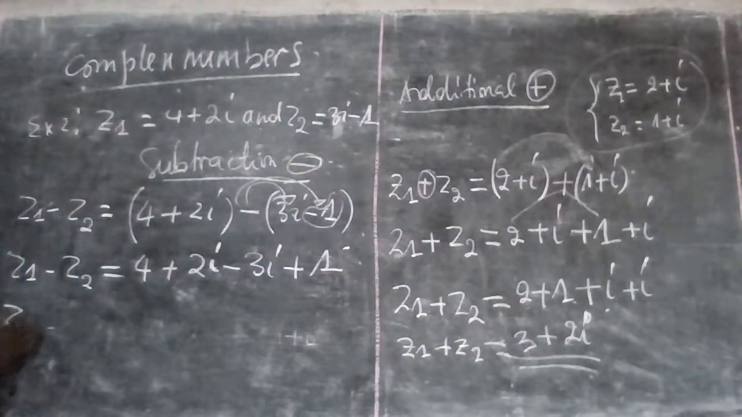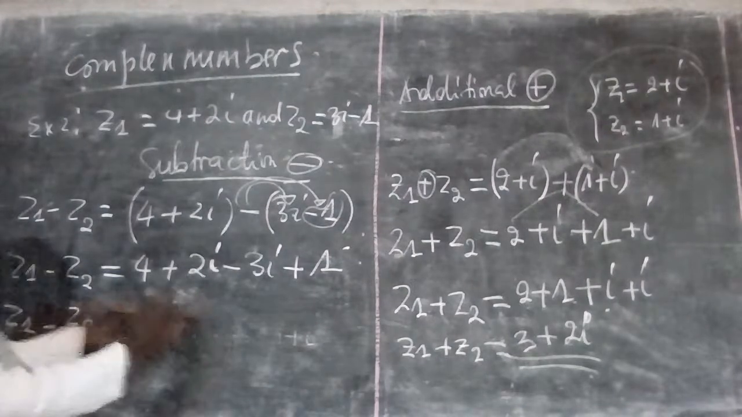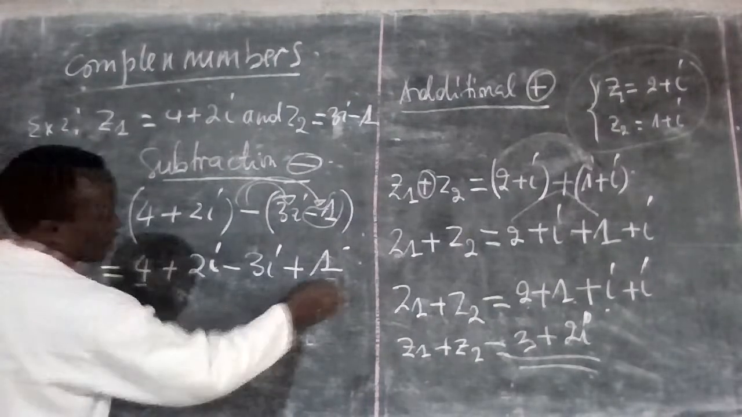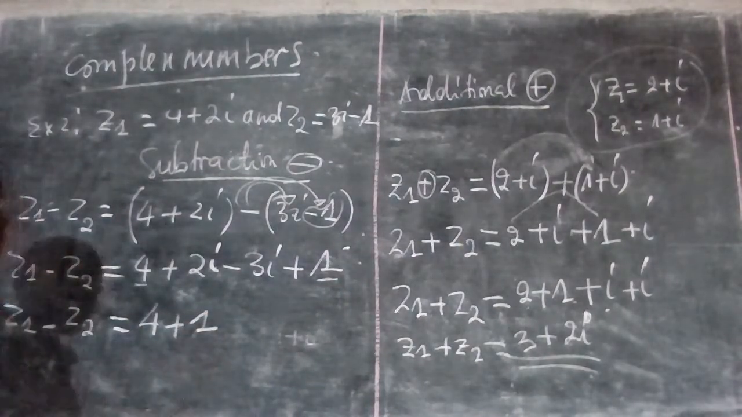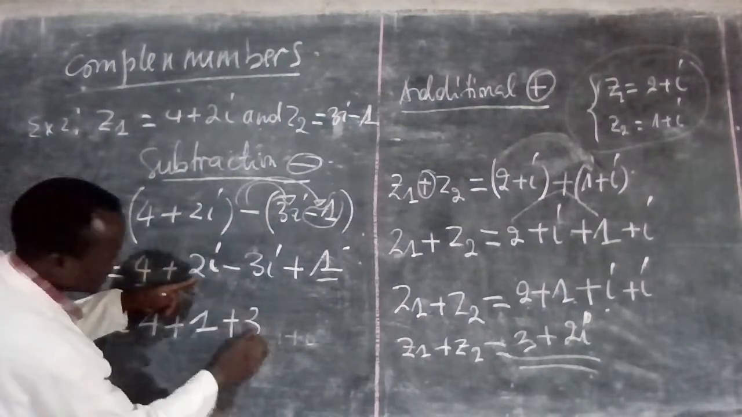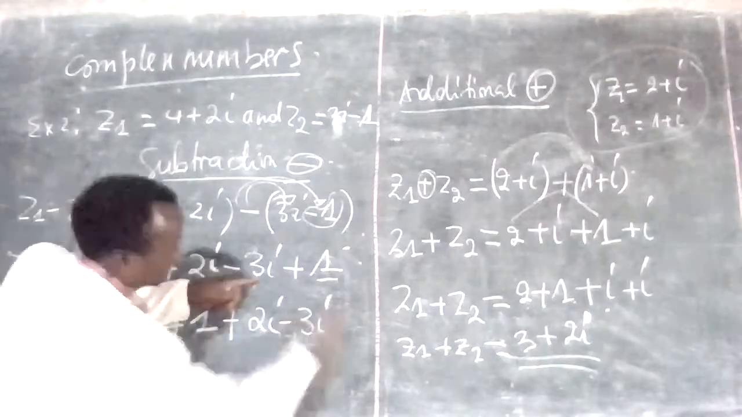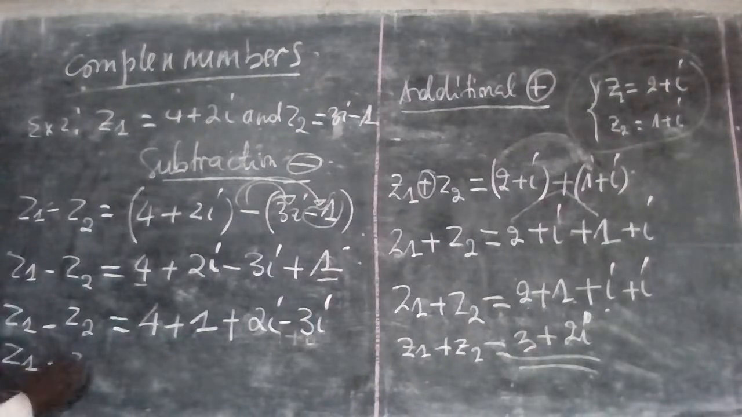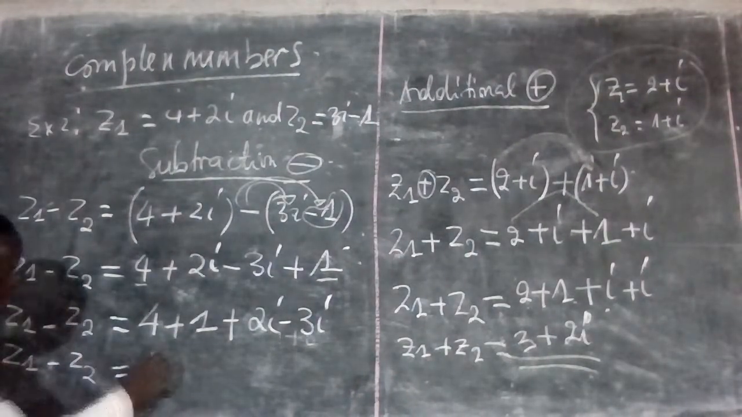Now z1 minus z2 will be equal to, we are going to collect similar terms. This number is similar to this one, so you have to add them: 4 plus 1. Then this plus this is 2i minus 3i. Then finally, z1 minus z2 is equal to 5 minus i. Clear?